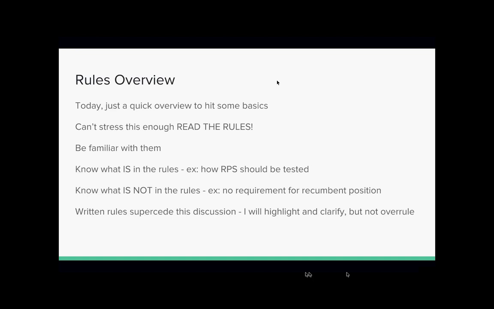Overall, I can't stress this enough over the years. Everybody who's participating in the competition should read the rules and be very familiar with them. Make sure you know what is in the rules, for example, what the RPS means and how it's supposed to be tested, and also know what's not in the rules. For example, there's not a requirement that you have a recumbent position. I think familiarity with the rules will make the event go smoother and help everybody's experience and competitiveness.